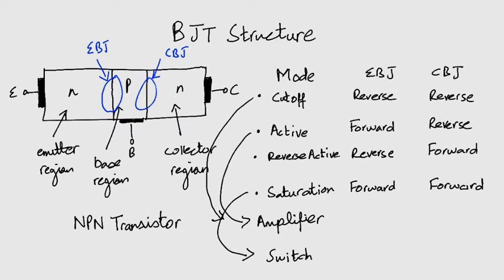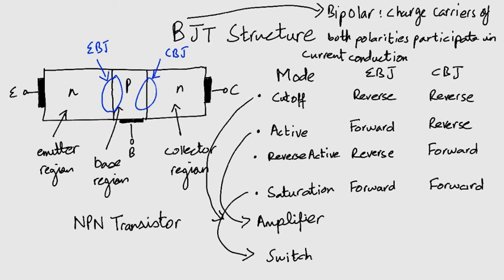Now you may be wondering why the BJT is called a bipolar junction transistor. It is called bipolar because charge carriers of both polarities, that is the electrons and the holes, participate in the current conduction process. It is called a junction transistor because the conduction depends upon diffusion of both holes and electrons across the junctions. No channel for conduction is created in the BJTs.